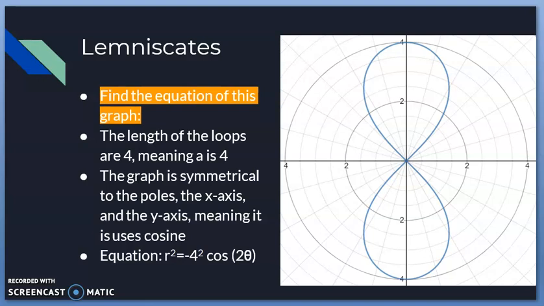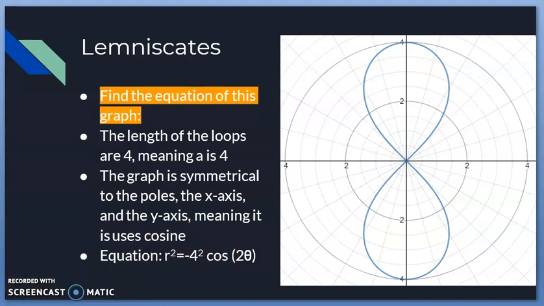So we're going to find the equation of this graph. As we can see, this graph is symmetrical to the x-axis and the y-axis and the poles, meaning we're using cosine. However, in a positive cosine lemniscate, it will be around this area. It will focus along the x-axis, meaning we have a negative involved here. The length of each loop is 4. And so knowing all of this, we can put it together to create an equation. So we'll have r squared is equal to -4 squared cosine 2 theta.